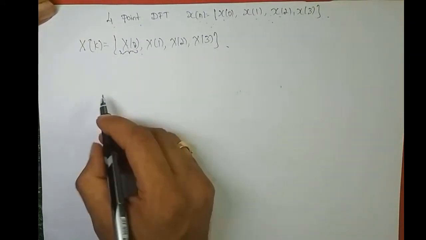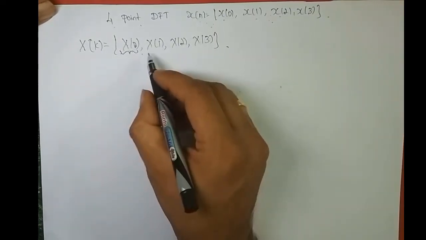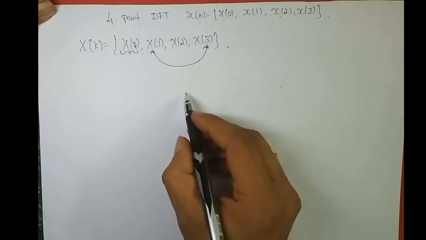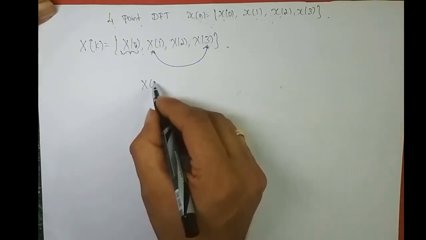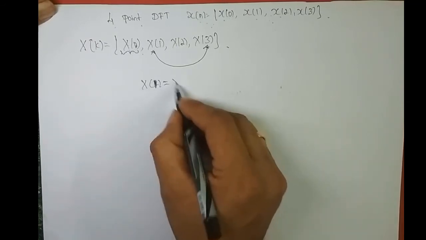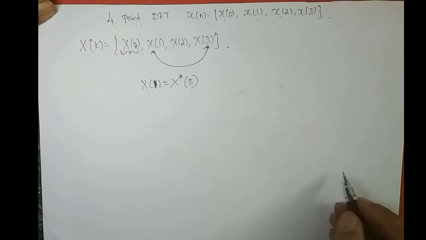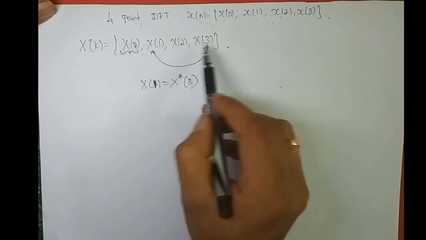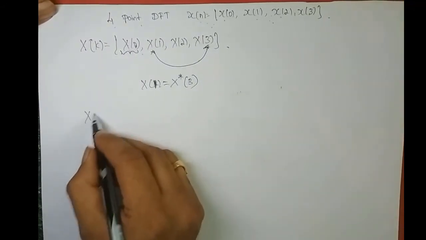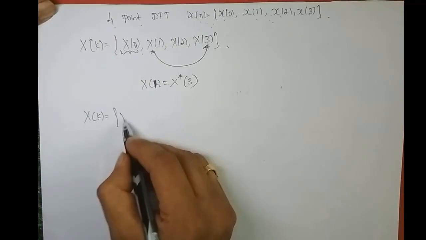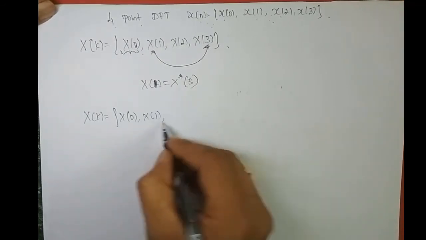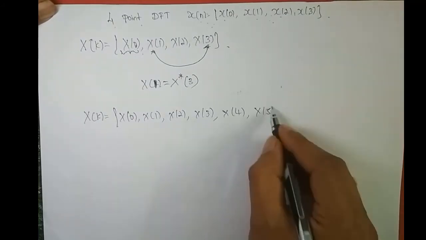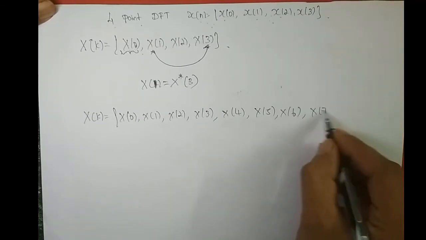Now the second thing is the second sample is always the complex conjugate of the last sample. In the sense, X of 1 will always be equal to X star of 3, the complex conjugate of the last sample. Since it is a 4-point DFT, I get only the second and last sample. But if it is an 8-point DFT, how many samples do I have? I have 8, right? X of 0, X of 1, X of 2, X of 3, X of 4, X of 5, X of 6, X of 7.